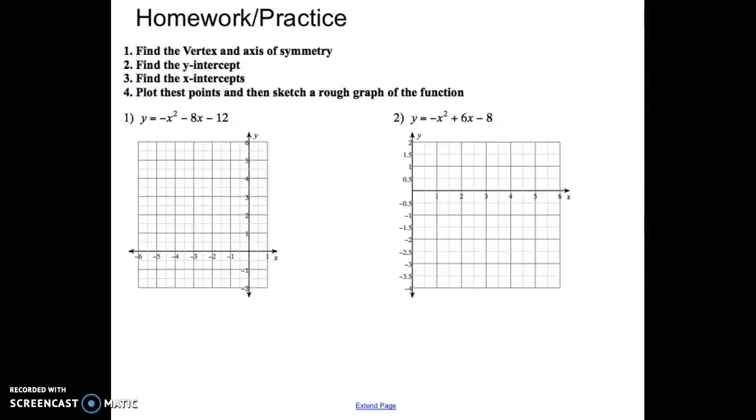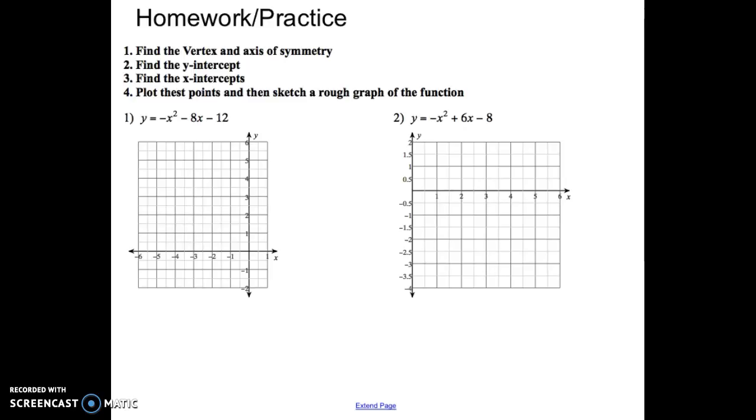This homework practice worksheet has 8 problems. I broke it up into 4 steps. I'm going to do step 1 in this video of finding the vertex and the axis of symmetry because they go hand in hand. Once I do step 1 in this video, I want you to try to do step 1 for all 8 problems. You need to be able to master finding the vertex, the minimum or maximum of each of these quadratic functions before moving on to the next steps.